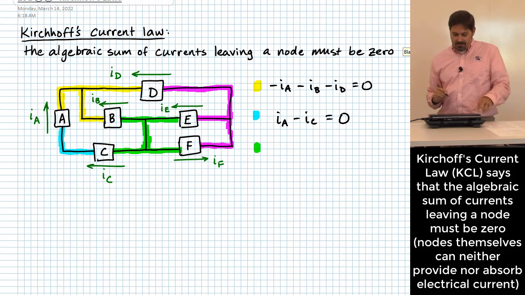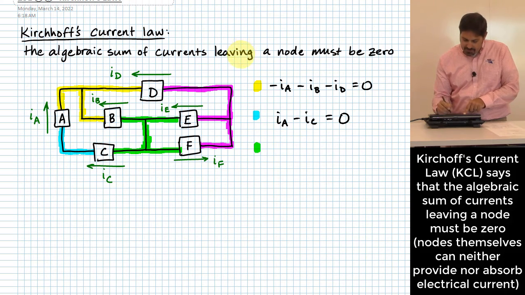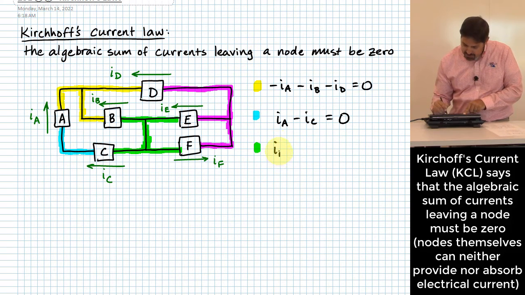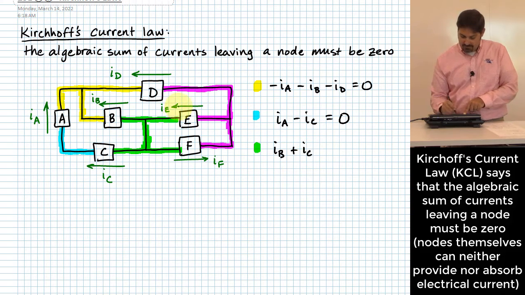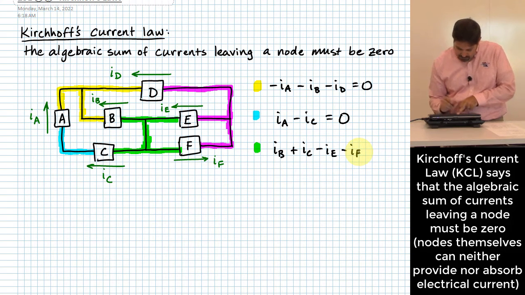Now what? Which other one should we do? Let's do green. Okay, we're looking at currents leaving, right? So I would have IB is leaving, all right? IC is leaving. IE looks like it's entering, right? So minus IE. What about IF? Okay, IF, it looks like it is also leaving. Oh, excuse me, leaving. Should be plus.